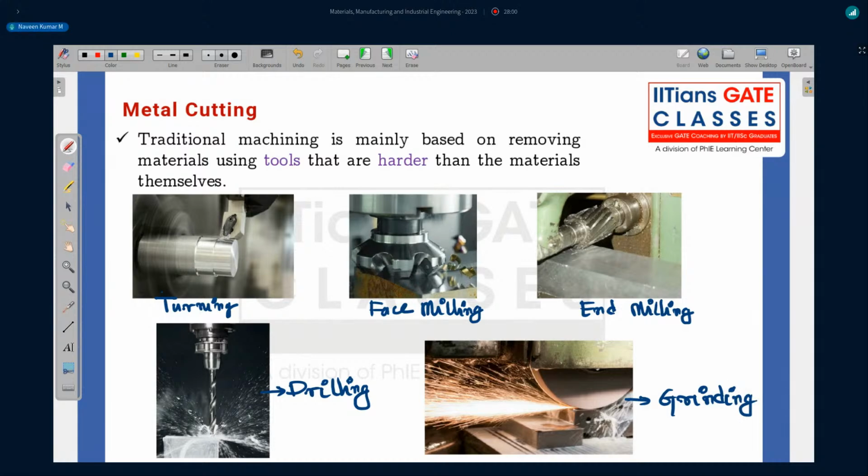Each one is different with respect to cutting tool, with respect to the rotation of the cutter, with respect to the movement of the workpiece. Everything is varying. So we'll discuss each one of it very clearly in the coming slides. Good. Next.